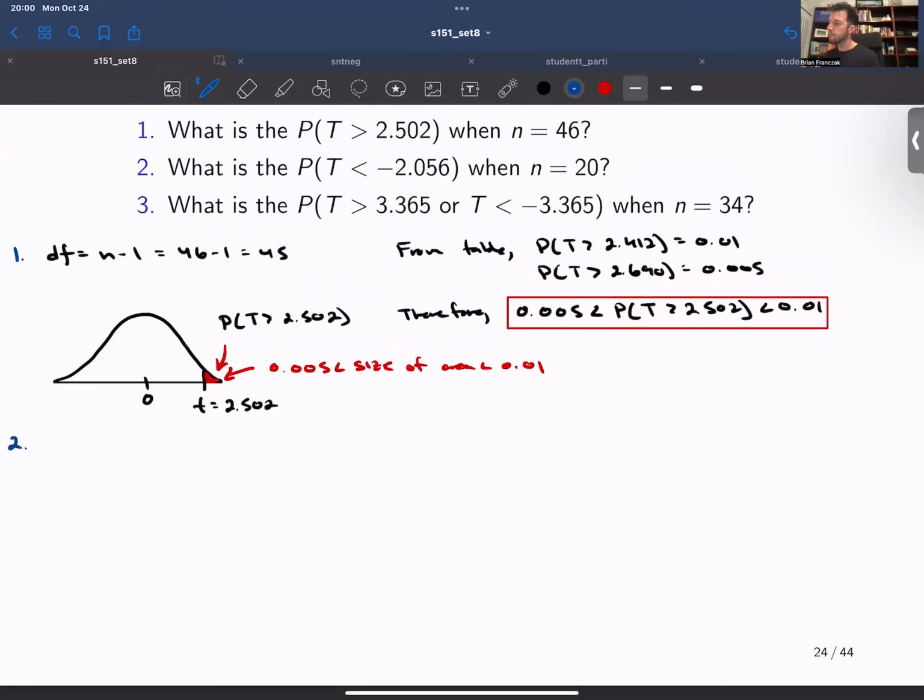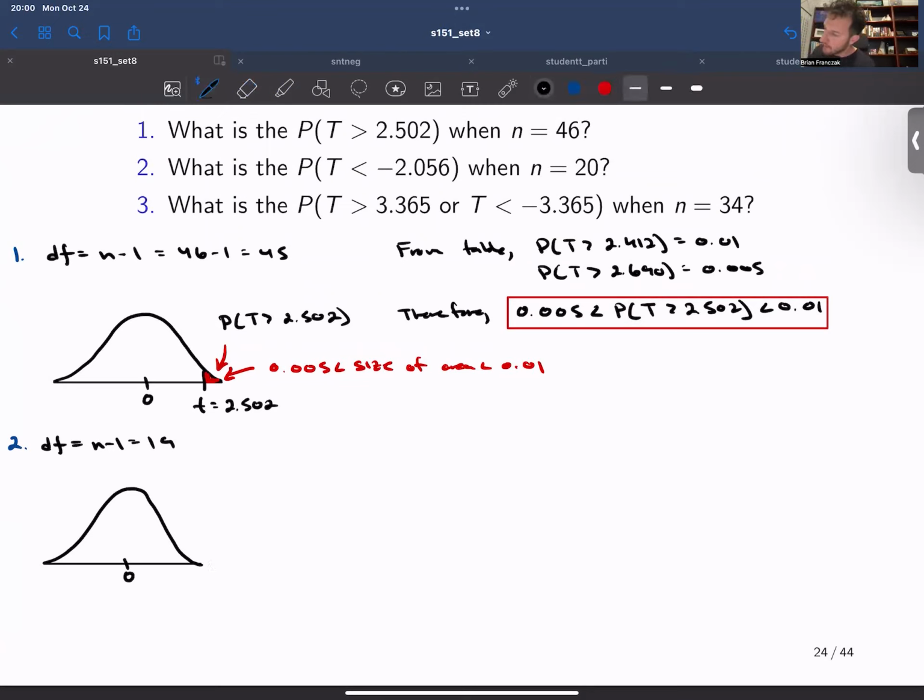In number 2, it asks, what is the probability t is less than negative 2.056? Okay, so again, first off, n is 20. So our degree of freedom here is 19. And then what I'll do is I'll sketch out a curve. Okay. So this is my student t curve.